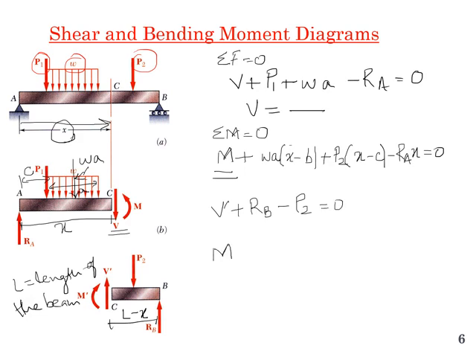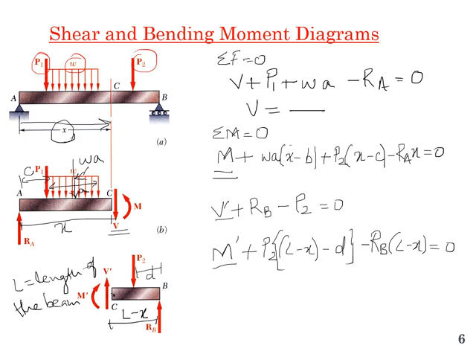And M prime will be, if we again take moment about this C, so M prime plus P2. Now taking this distance, let's take this distance as D, so that will become L minus X minus D, minus now RB into L minus X, and that will be equal to 0. And by solving it, you will get the value of M prime.